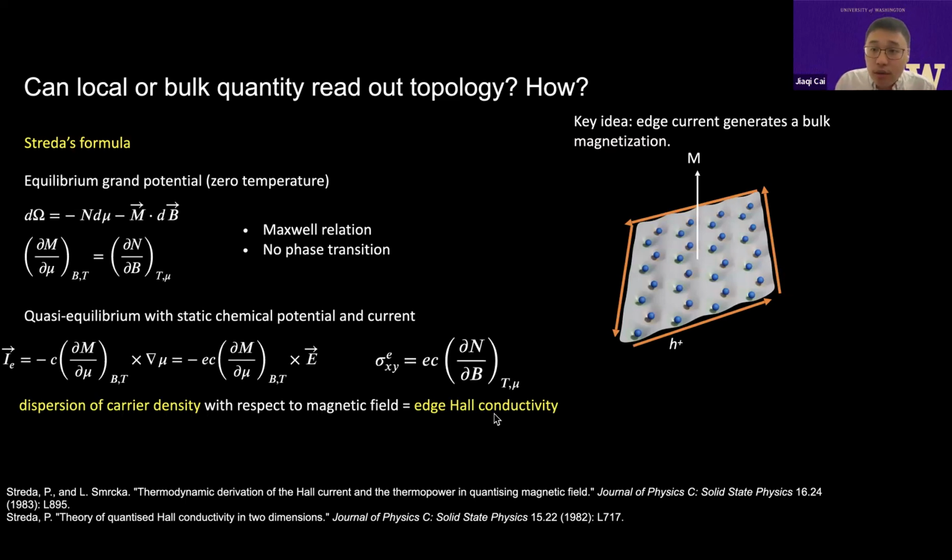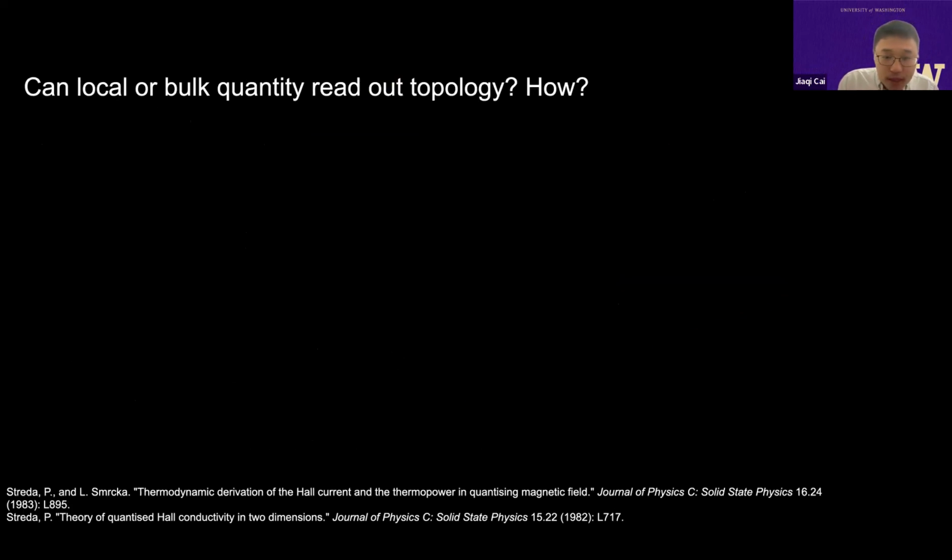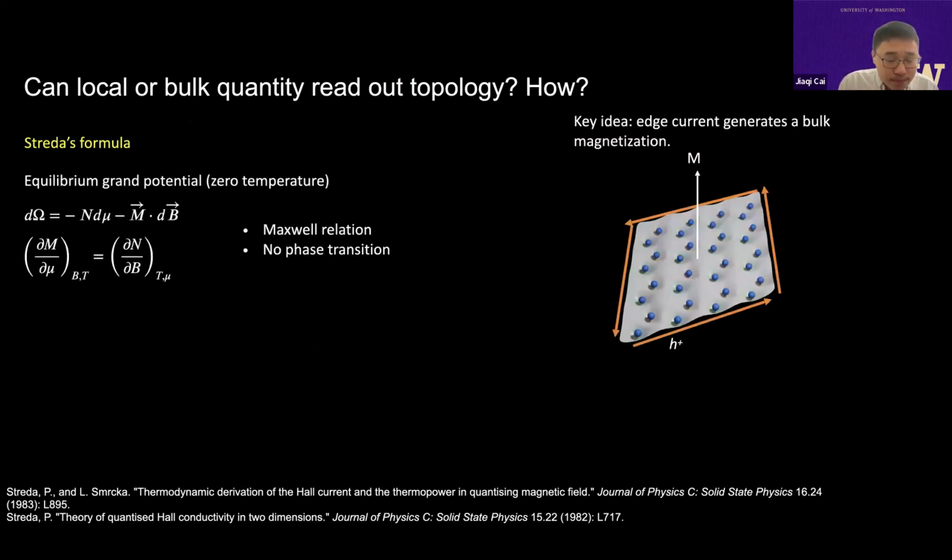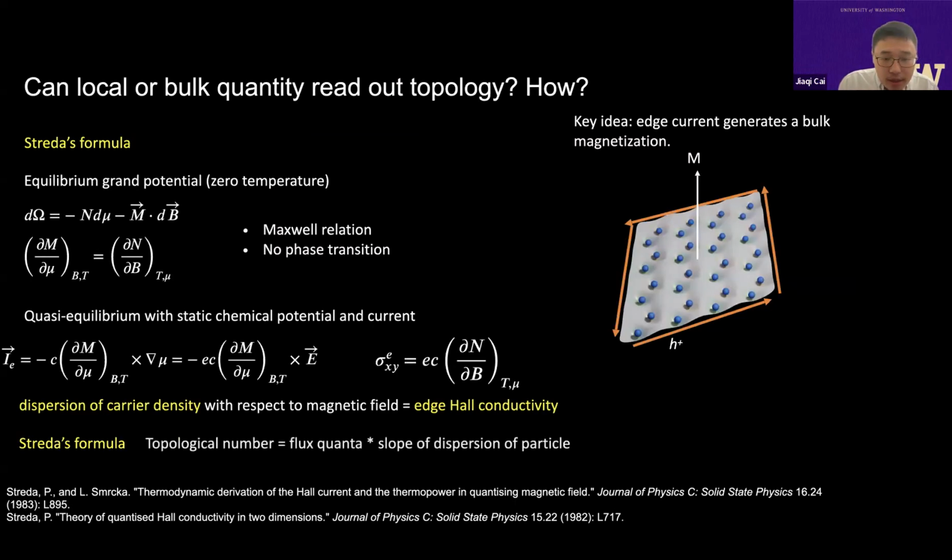It's pretty natural. If you look at this picture, basically the change of magnetization is related to the change of the particle number, and then you can relate this with the electromagnetic Maxwell equation. Okay, so that's the Streda formula. It actually tells us that the topological number is related to the dispersion of particle number with respect to magnetic field. And that is how people can detect topology with it.